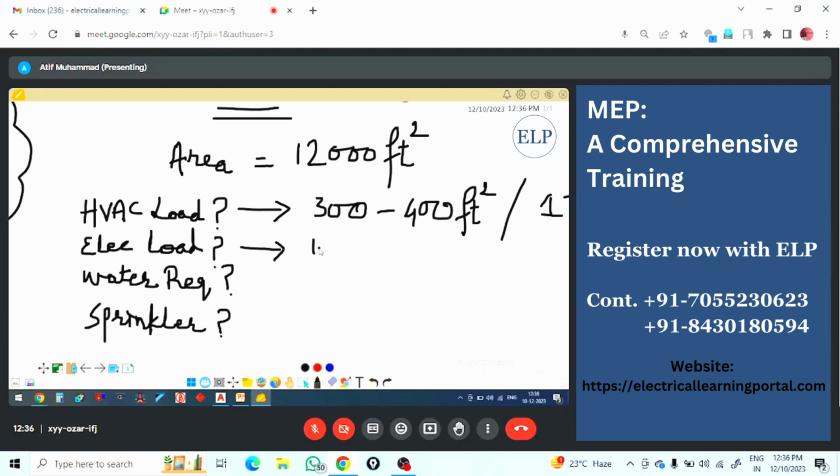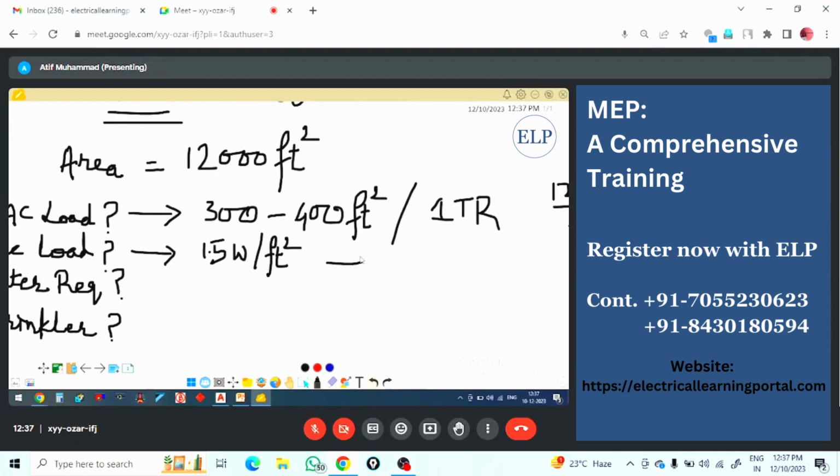So I will take 1.5 watts per square feet. For 1 square feet area, I am selecting 1.5 watts. This value can be changed if you have the proper AutoCAD drawing, or at least a PDF drawing available with you. Then you can segregate what is the lighting and what is the power. But you don't know exactly, you just know the area here. So we always have to assume one value, 1.5 watts I will take here. With that, what is the load I am getting here?